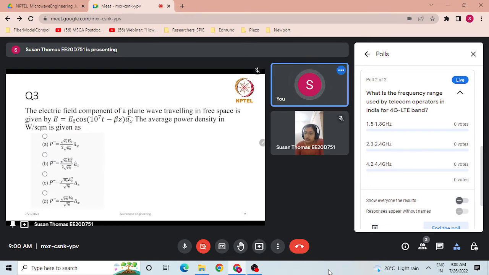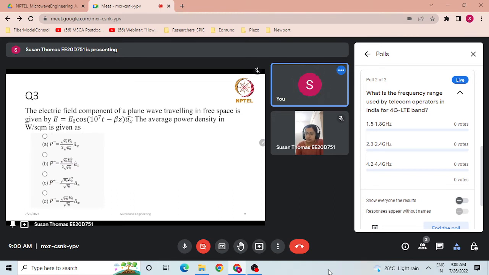The electric field component of a plane wave traveling in free space is given by E is equal to E naught cos(10^7 t minus beta z) ax cap. Average power density in watts per square meter is given as.